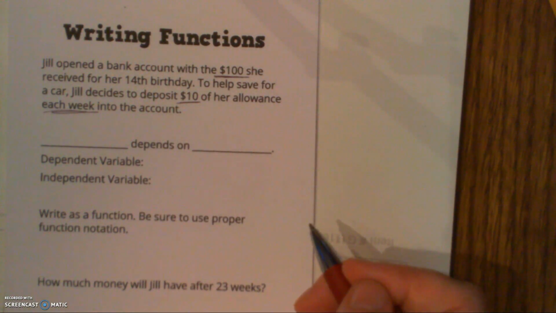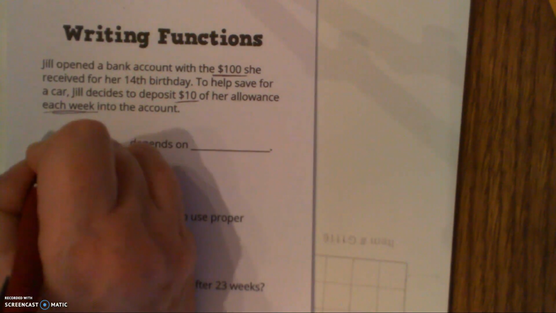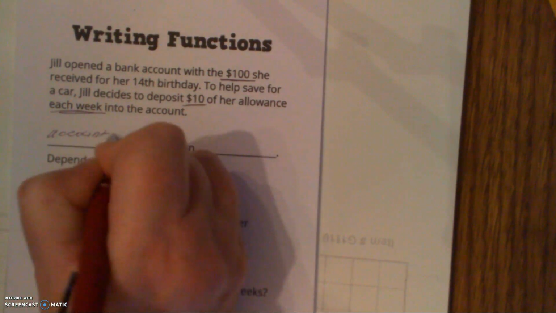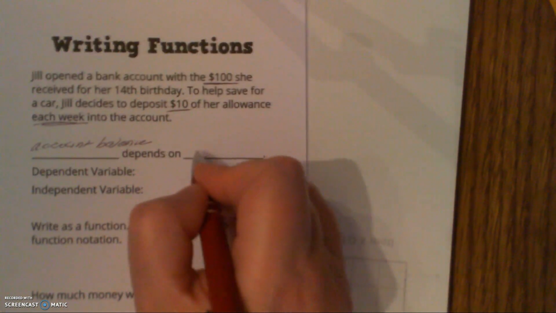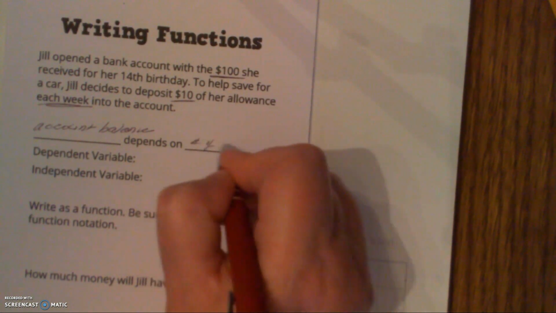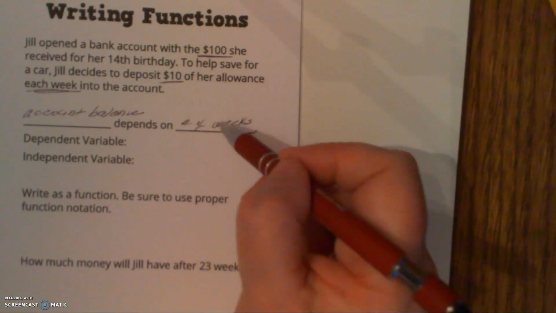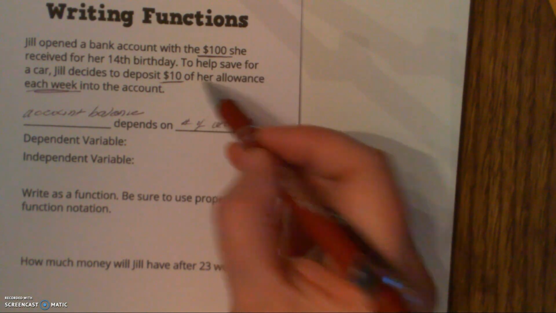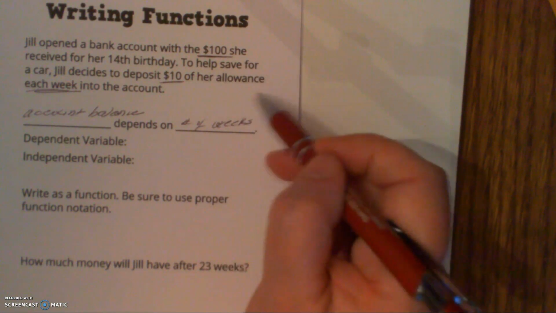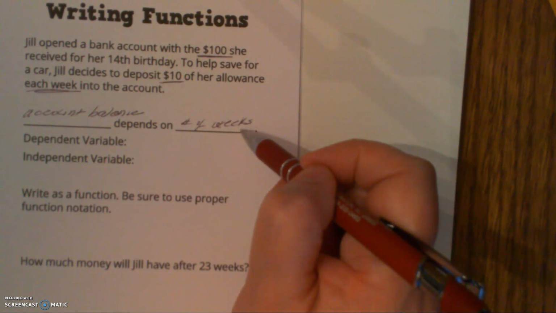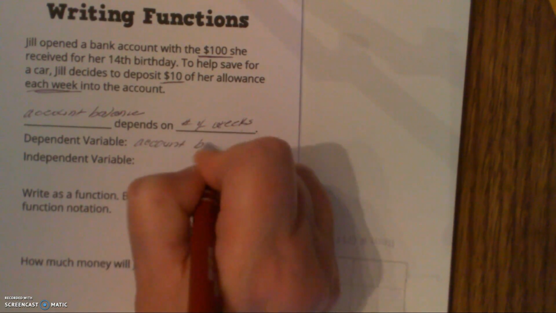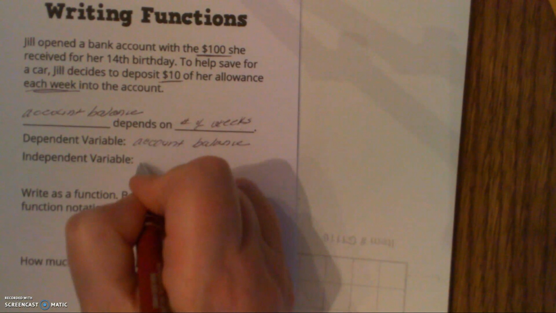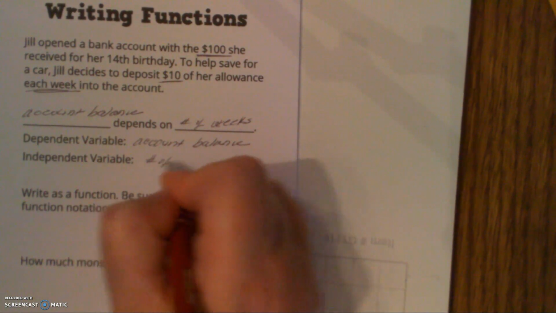Okay, so her account balance depends on the number of weeks. I say that because if she adds $10 for the first week, it's $10. If it's 2 weeks, it's $20. So it keeps increasing as she keeps on adding more money. So the dependent variable is the account balance, and the independent variable, which changes, is the number of weeks.